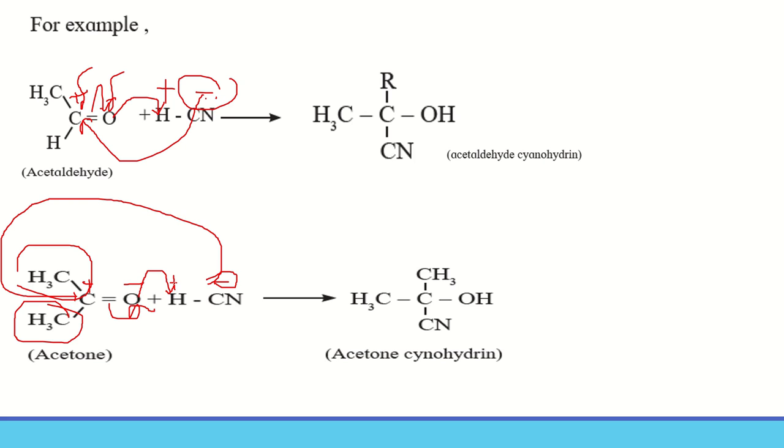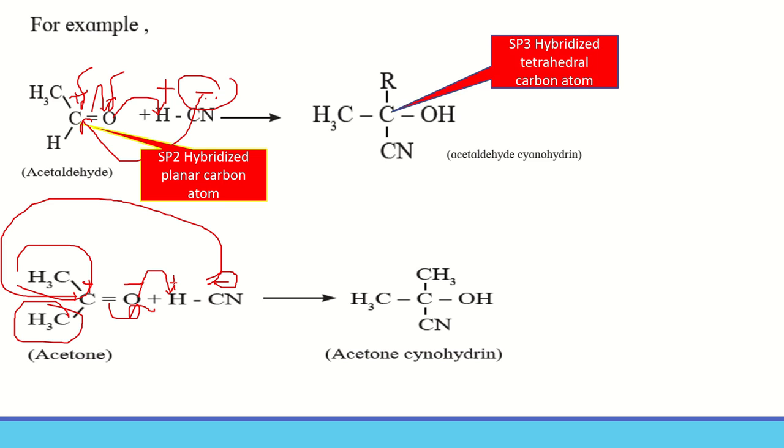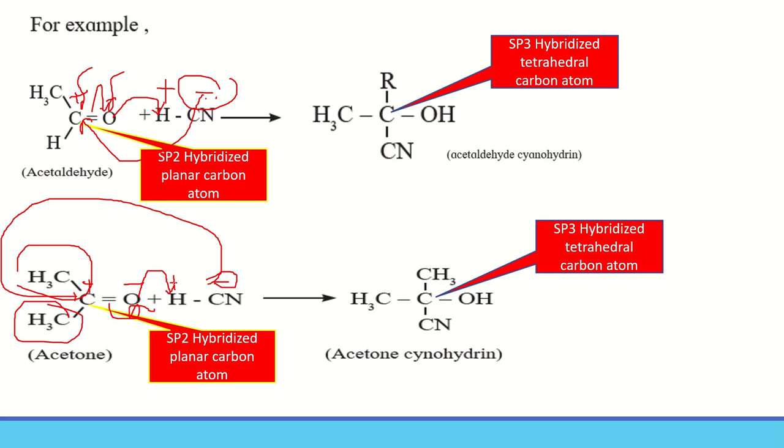It is simply a nucleophilic addition reaction. As a nucleophile, we use hydrogen cyanide, and as electrophile, we have used aldehyde and ketone. Let's see the next reaction. See here, the carbon is an sp2 hybridized planar carbon atom. This is an sp3 hybridized tetrahedral carbon atom.